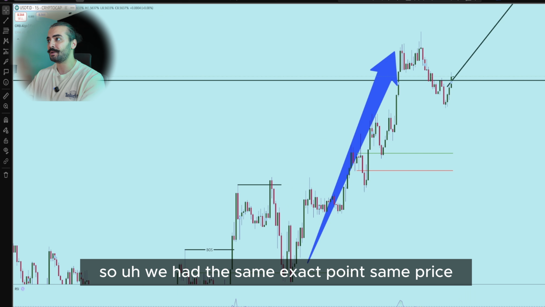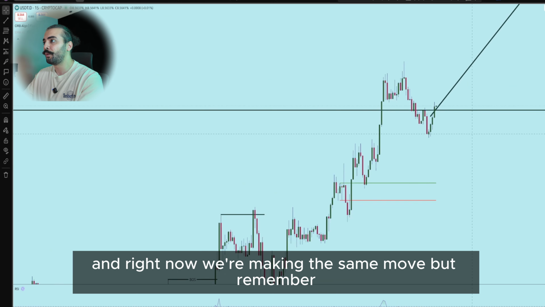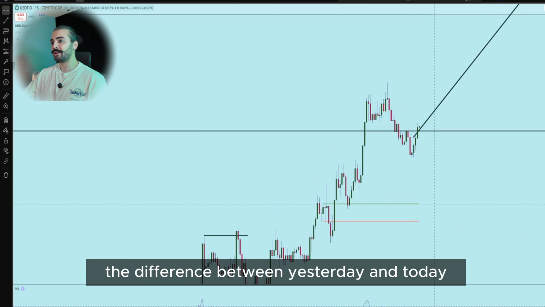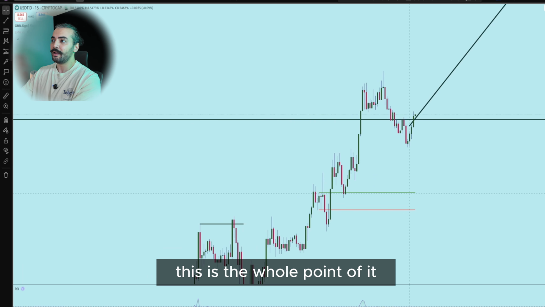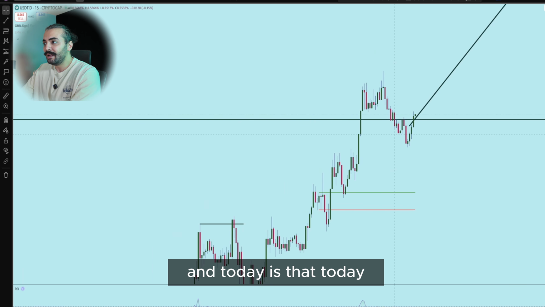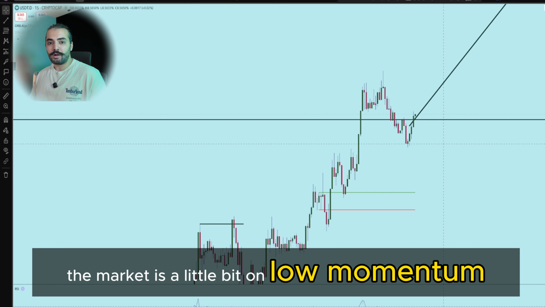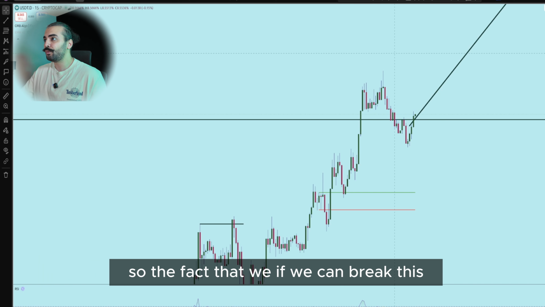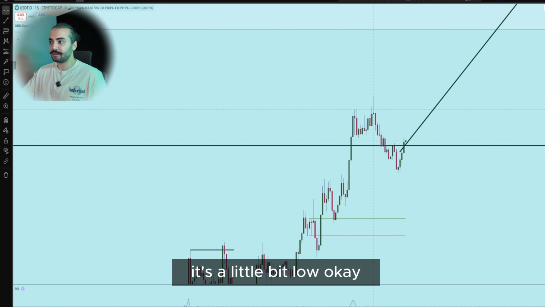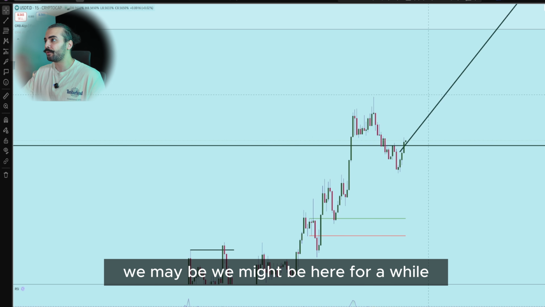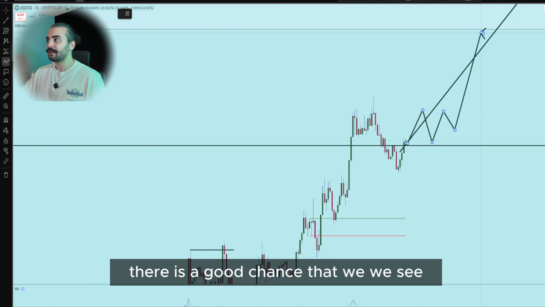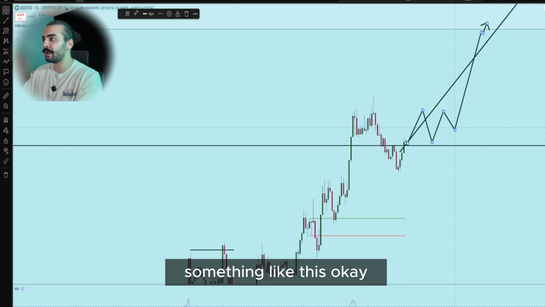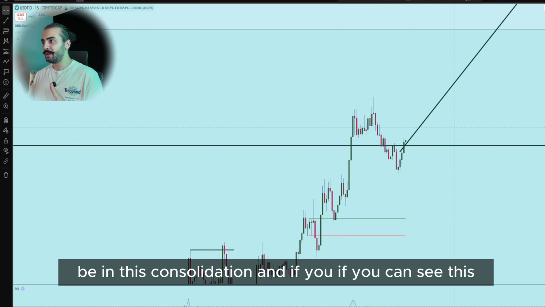So we had the same exact point, same price, and right now we're making the same move. But remember, the difference between yesterday and today, this is the whole point of it, is that today the market has a little bit of low momentum. So if we can break this, it's a little bit low. We might be here for a while. There might be some more consolidation before going up. There's a good chance that we still stay in this consolidation.